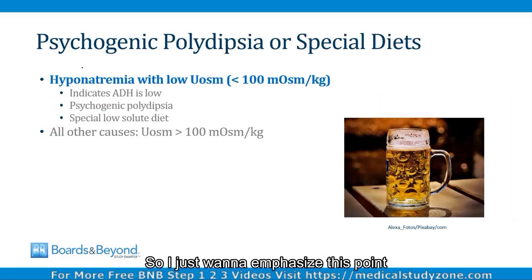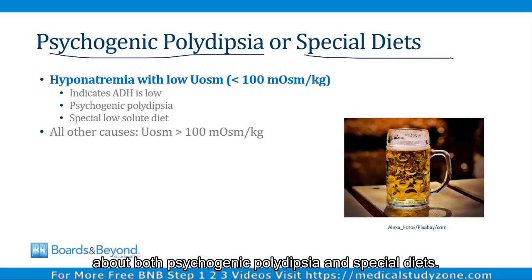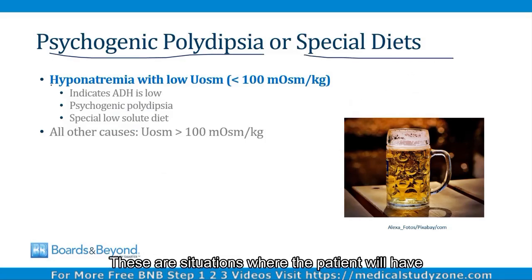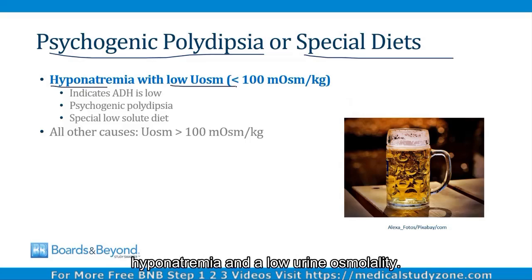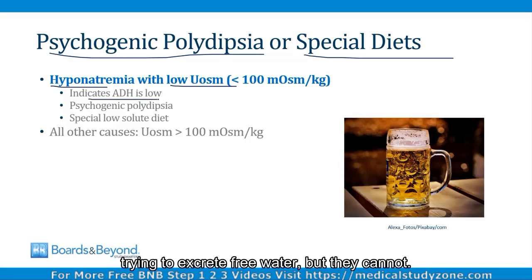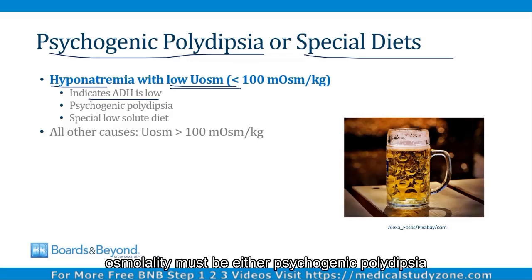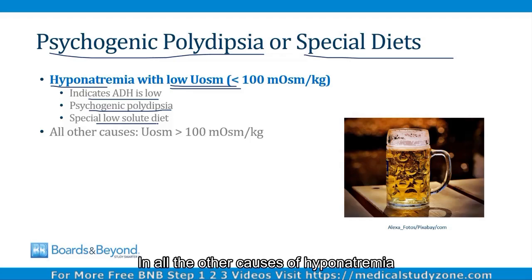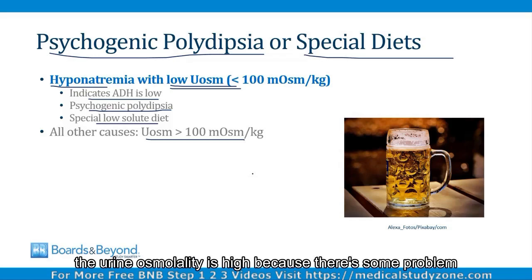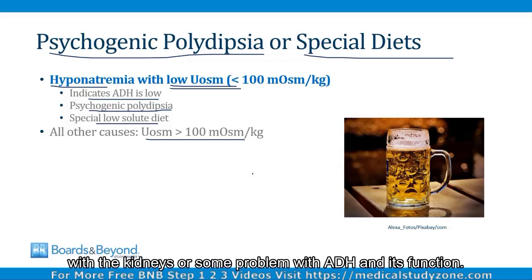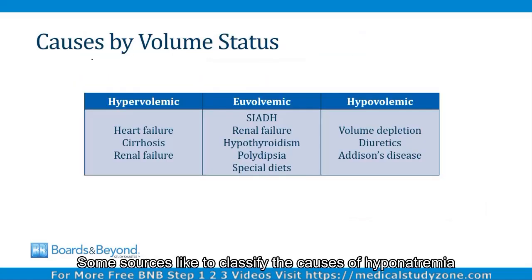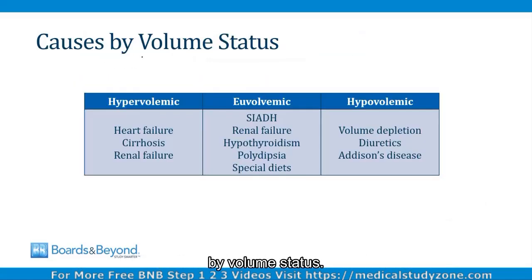So I just want to emphasize this point about both psychogenic polydipsia and special diets. These are situations where the patient will have hyponatremia and a low urine osmolality. This indicates that ADH levels are low and that the kidneys are working, trying to excrete free water, but they cannot. So the diagnosis when there's hyponatremia with low urine osmolality must be either psychogenic polydipsia or a special low solute diet. In all the other causes of hyponatremia we've discussed in this video, the urine osmolality is high because there's some problem with the kidneys or some problem with ADH and its function. Some sources like to classify the causes of hyponatremia by volume status.